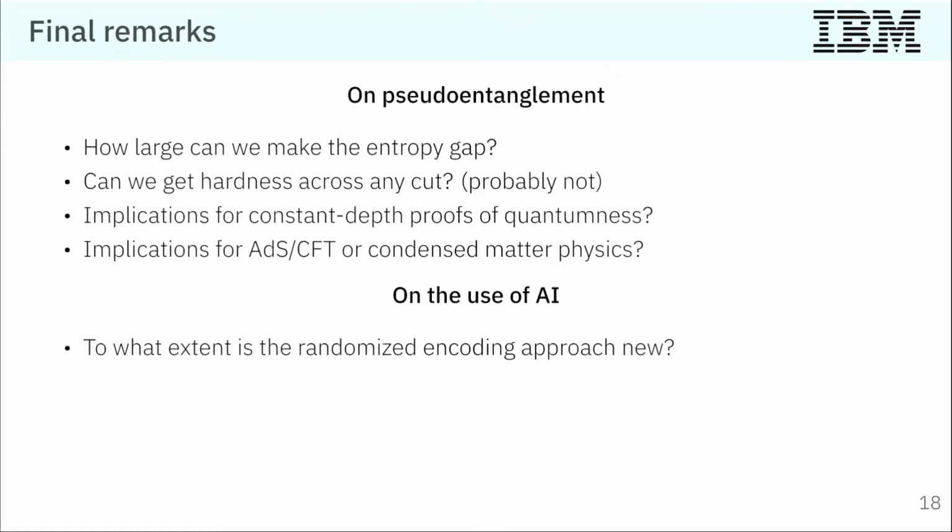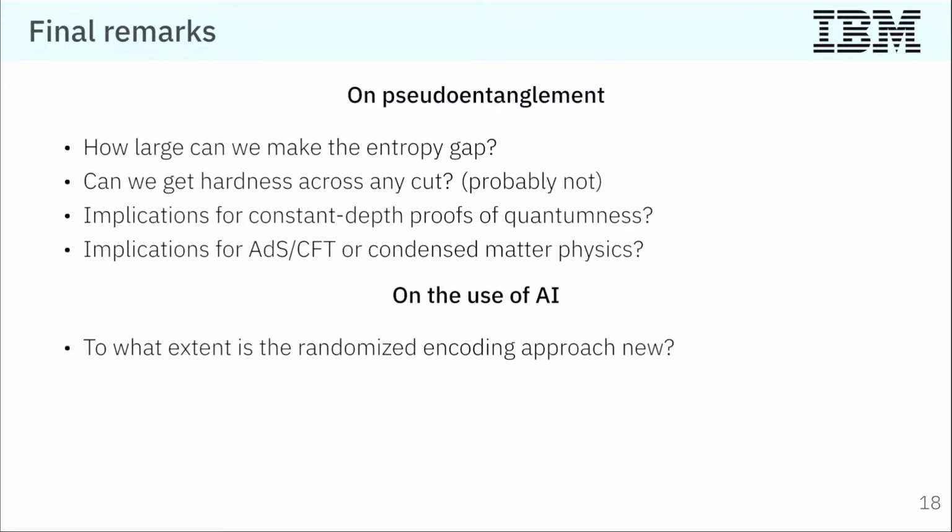So on the use of AI, Umesh made a very nice point yesterday when I told him about this, which is to ask, to what extent is this randomized encoding that ChatGPT suggested actually new? When I looked at it, I had seen similar things, but nothing quite like this for this specific case. And I'm not sure.